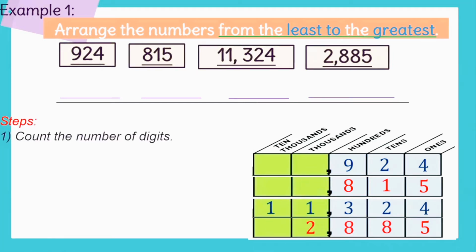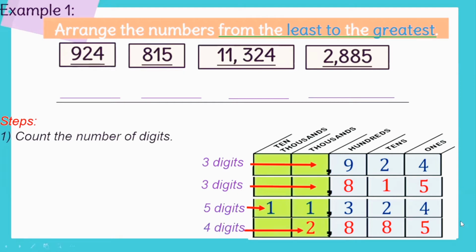Now let's do step 1. Count the number of digits. The first number has 3 digits. Let's count 1, 2, 3. The second number also has 3 digits. The third number has 5 digits: 1, 2, 3, 4, 5. And the fourth number has 4 digits: 1, 2, 3, 4. Remember, the smaller the total number of digits, the smaller the value. The bigger the total number of digits, the bigger the value.